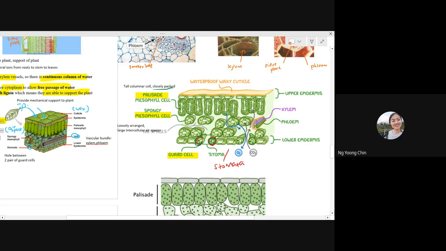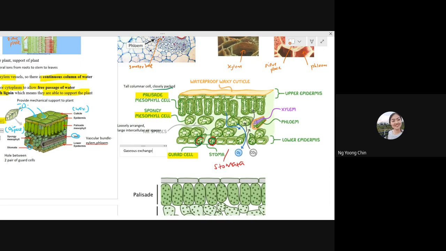The stoma is just a pore. The pore exists between the guard cells. So what is the importance of the guard cells? You can imagine that in the leaf, they need to perform gaseous exchange, right? Gaseous exchange for the leaf. What is meant by gaseous exchange?